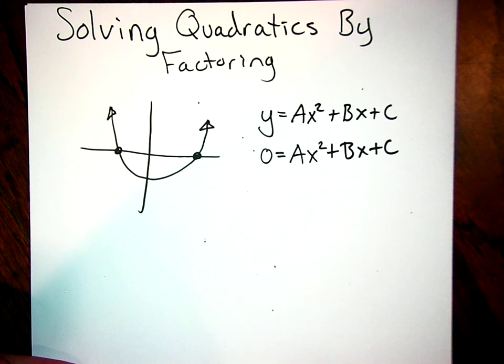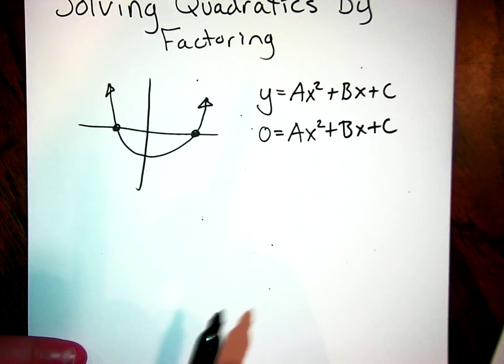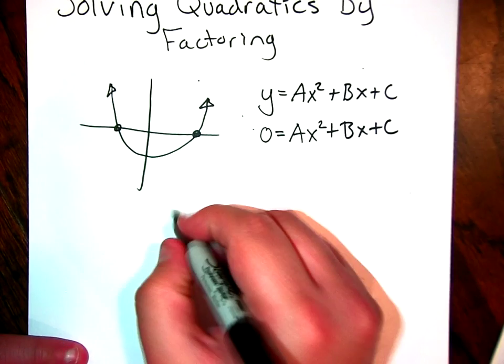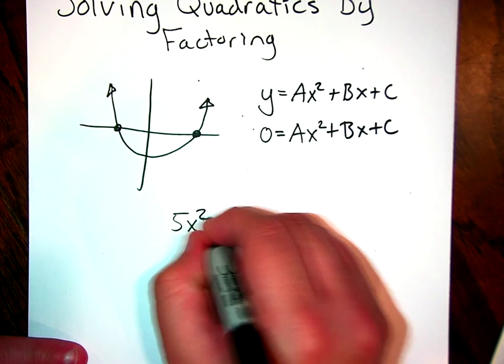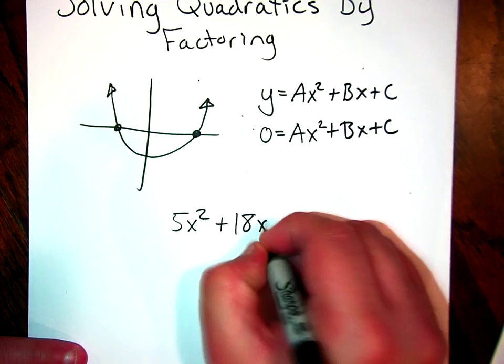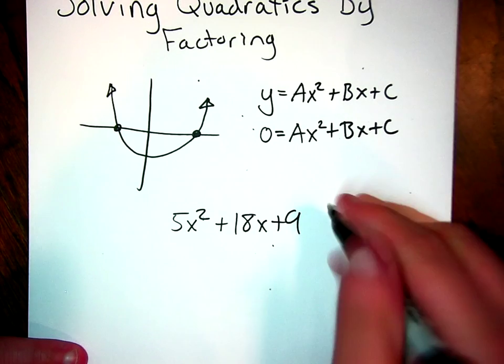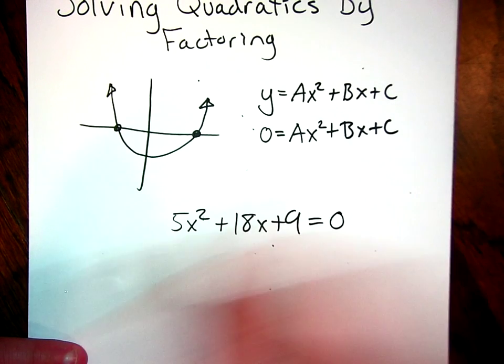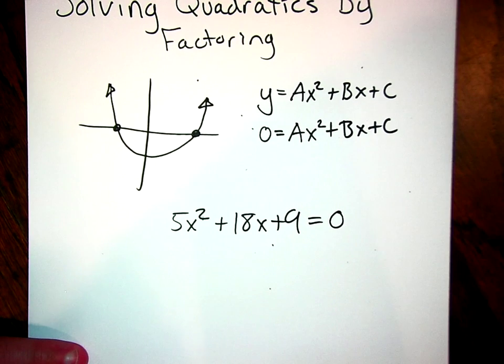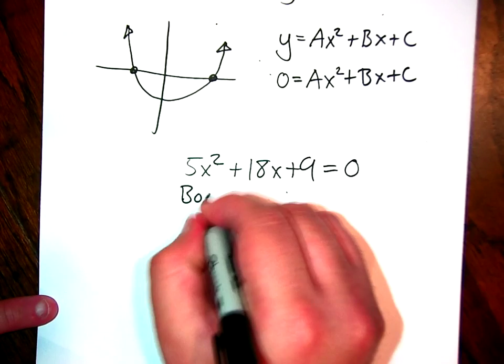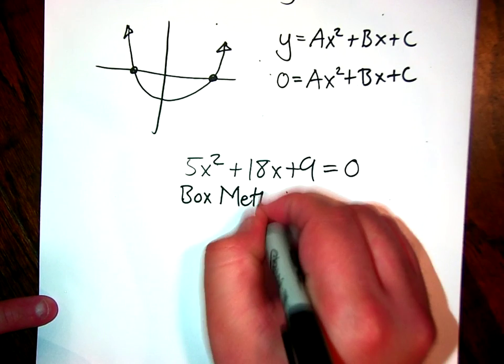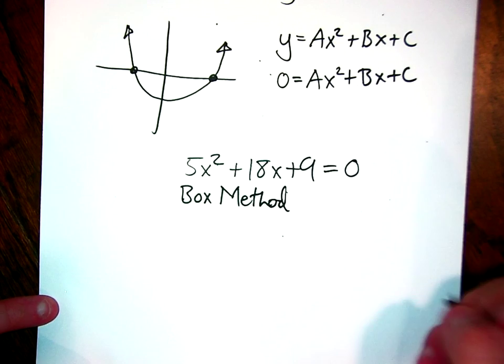Now let's go ahead and start by picking an equation. For this example, we're going to look at 5x squared plus 18x plus 9. And we're going to solve that, which means we're looking where that whole thing equals 0. Now, we do know how to factor this, and we're going to be factoring using the box method here. Okay, so how do we do that?